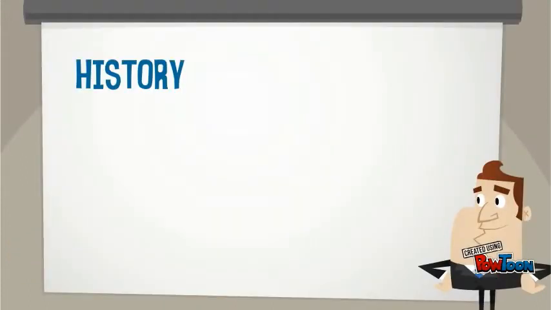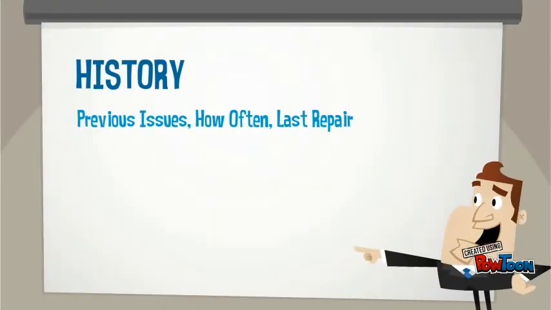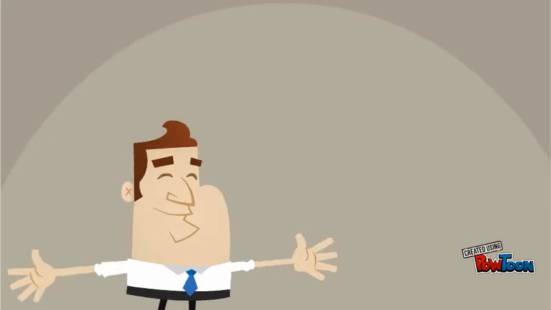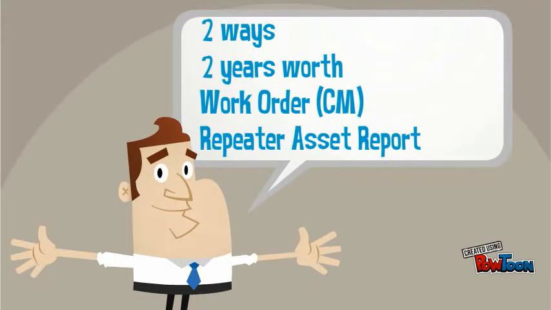What kind of history does the unit come with? You want to determine what previous issues your unit has had in its past, as well as how often or when the last time it was in for repair. You can do this in one of two ways. You'll either want to review 2 years' worth of work orders in Work Order CM, or run the Repeater Asset Report. Again, these actions will be covered in a separate section.